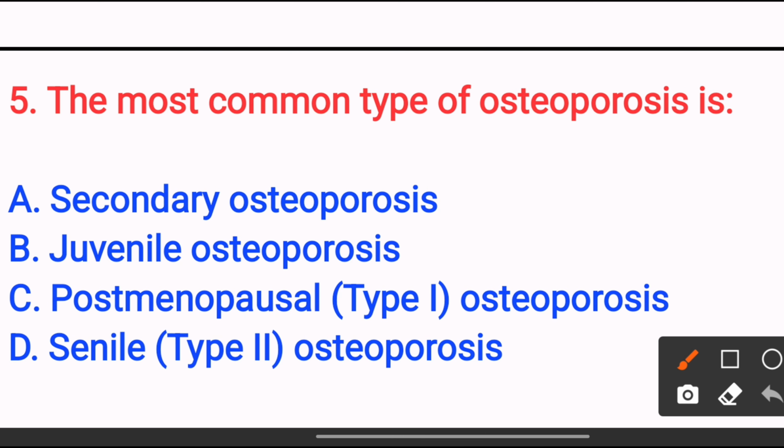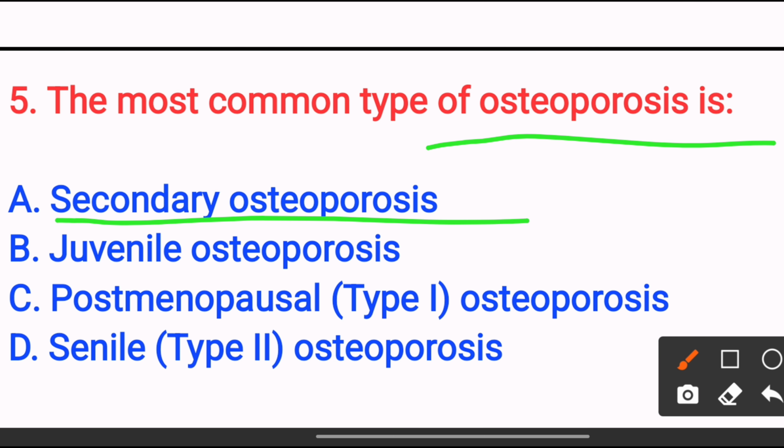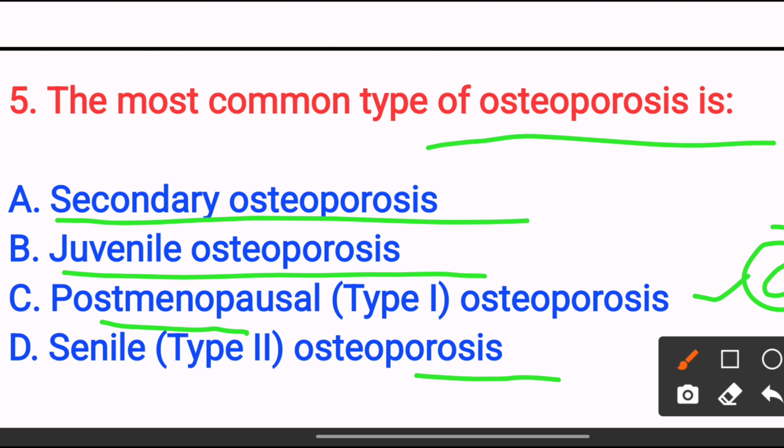Next, the most common type of osteoporosis is: option A, secondary osteoporosis; option B, juvenile osteoporosis; option C, postmenopausal type 1 osteoporosis; option D, senile osteoporosis. The answer is option C, postmenopausal type 1 osteoporosis. Estrogen deficiency after menopause causes increased bone resorption, leading to type 1 or postmenopausal osteoporosis.